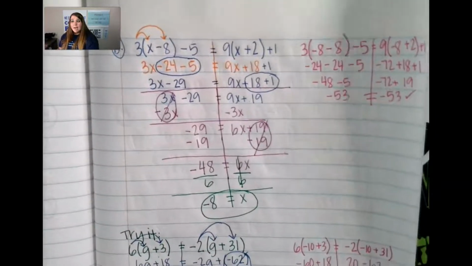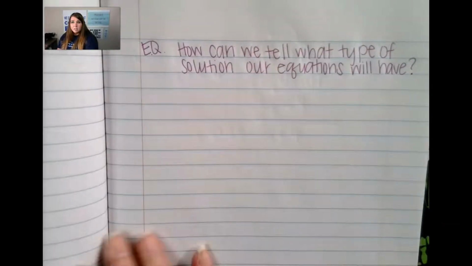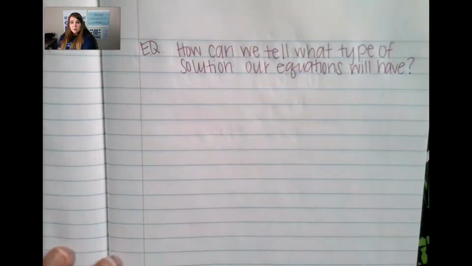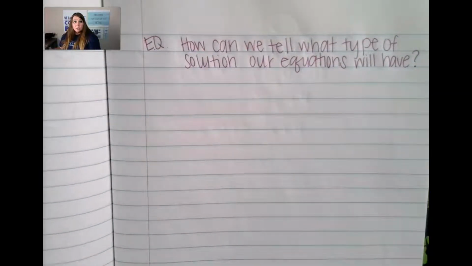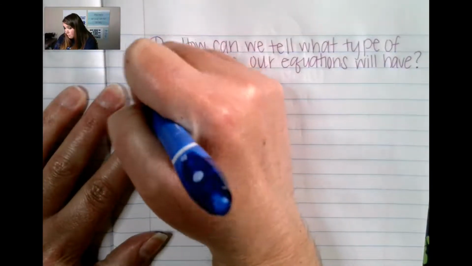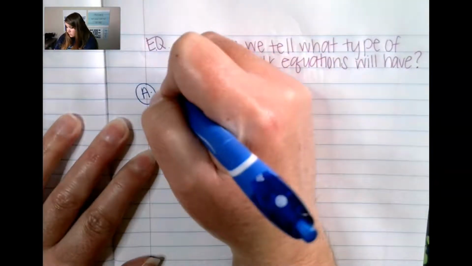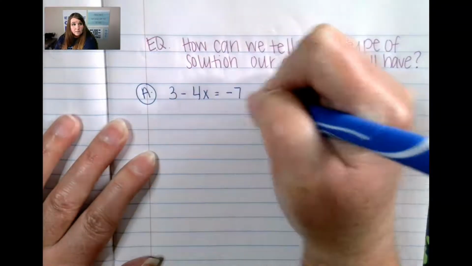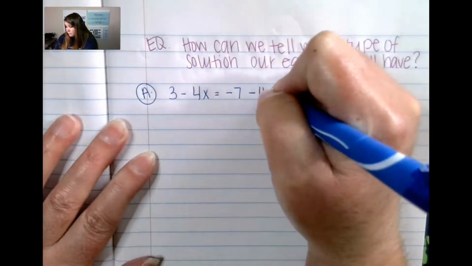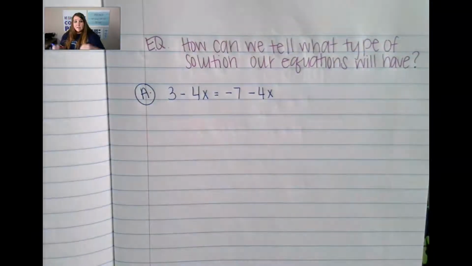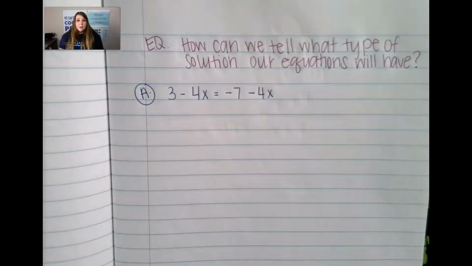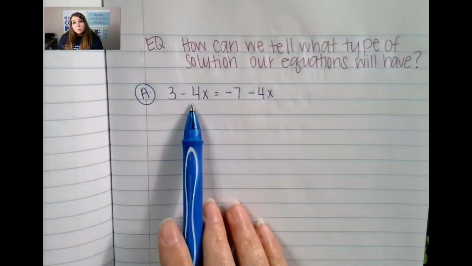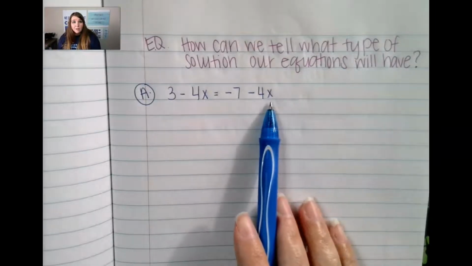Today we're going to be looking at what happens when you have other types of solutions and what those other types of solutions are. The first thing we're going to look at is a problem that says 3 minus 4x equals -7 minus 4x. We're going to solve just like we normally would, because you have a variable on one side and a variable on the other.